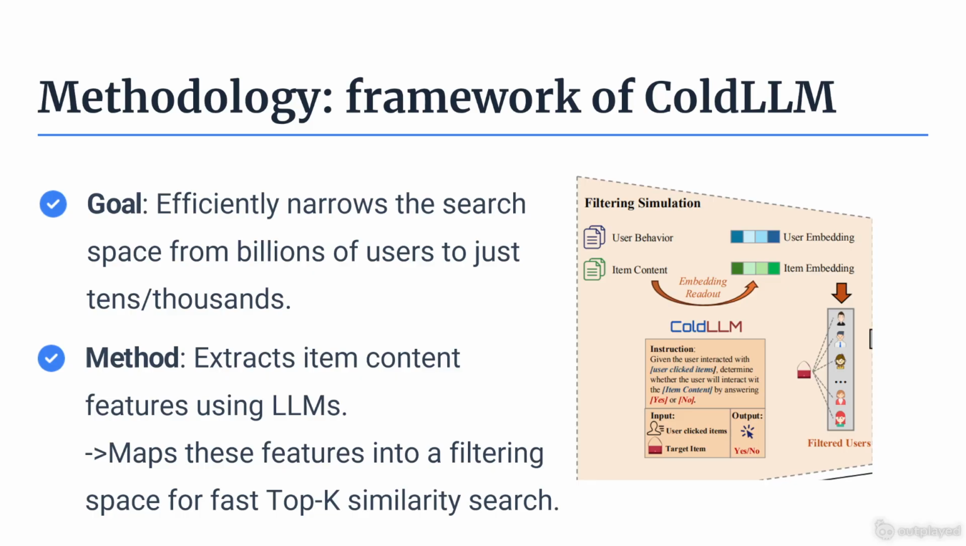The first stage is filtering simulation. First, it extracts content features to quickly narrow down the search space from billions to just hundreds of candidates. The method is to extract item content using LLMs and map these features into a filtering space for fast top-k similarity search.